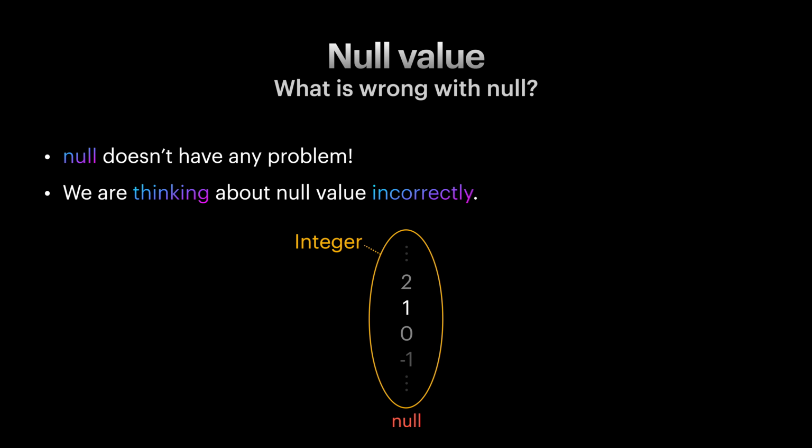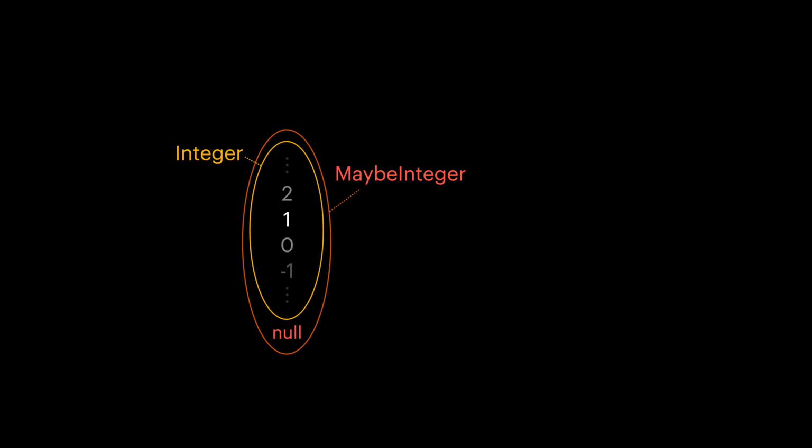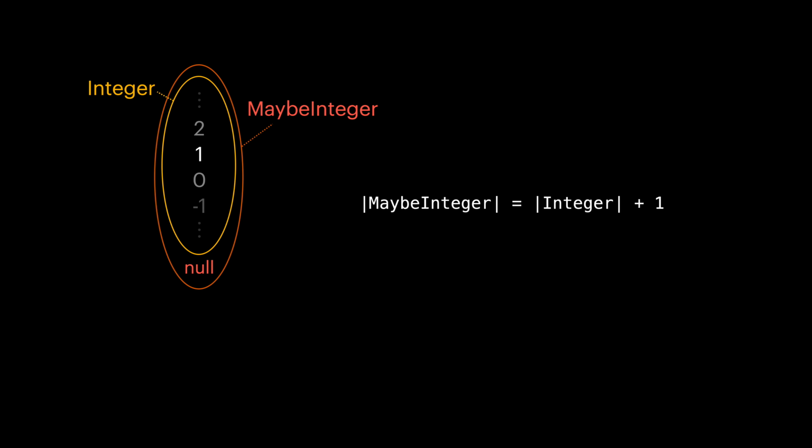Let's name the type that has all the integer values plus the null value. Let's name this type maybe integer, because a value from this type can be any integer value or null. Integer and maybe integer are two different types, but they are only slightly different. One just has one null value more than the other. Or in other words, cardinality of the type maybe integer is the cardinality of the integer type plus 1.